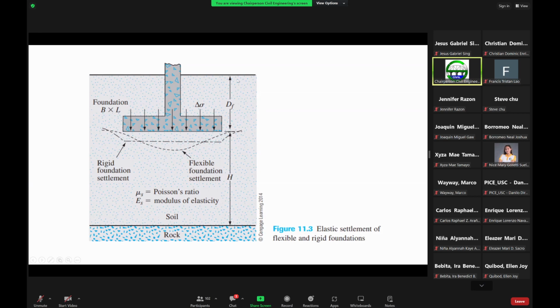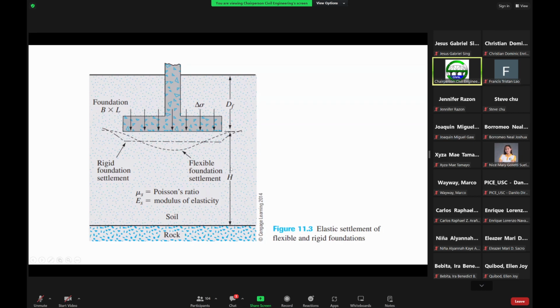Then aside from that, you also have the depth of embedment, or D sub f, the depth of embedment of the foundation. That's measured from the ground surface down to the bottom of your foundation. Then from the bottom of the foundation down to the soil rock interface, that can be considered as depth H.